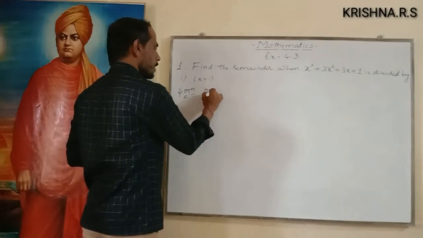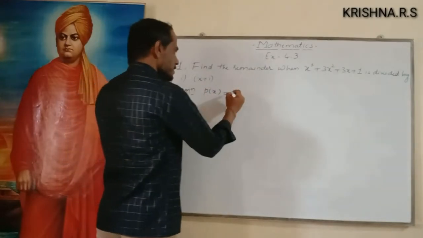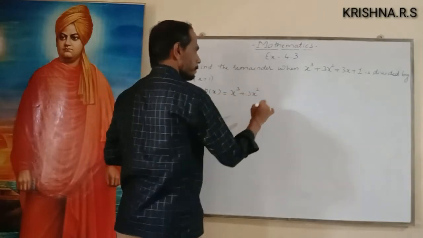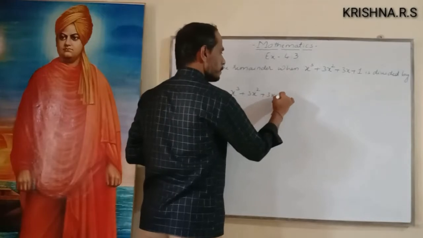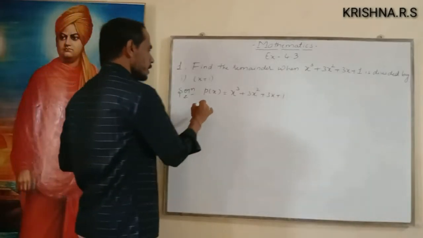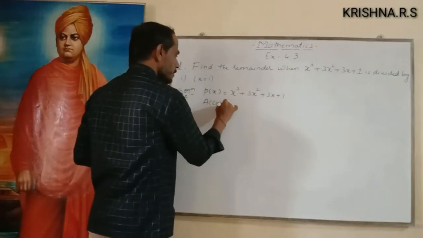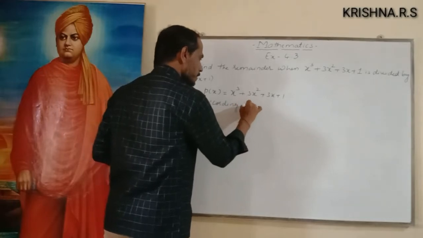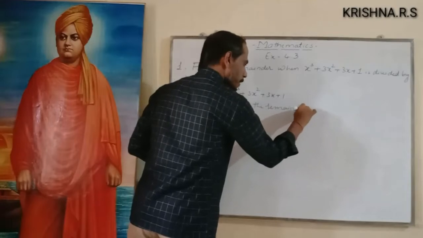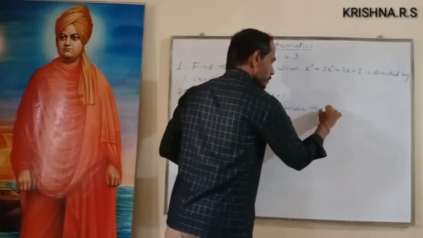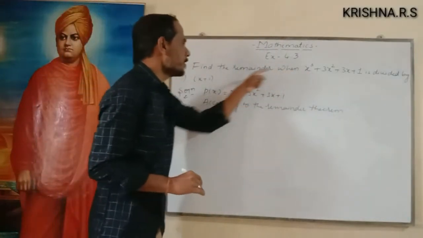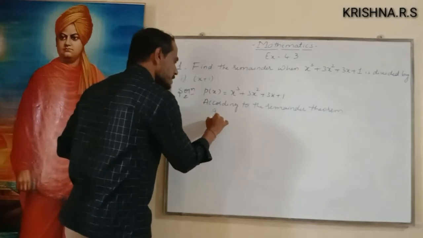You have to mention P of x is equal to x cube plus 3x square plus 3x plus 1. Okay, this is given, and according to the remainder theorem, P of x divided by g of x, that is, g of x is equal to 0.